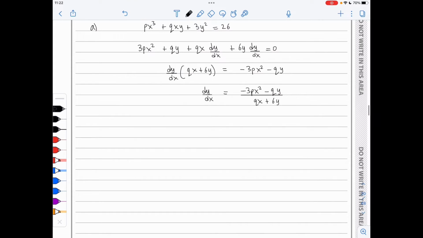So this means that if I compare with the printed answer, it must be the case that A is negative 3, B is negative 1, and C is 6.